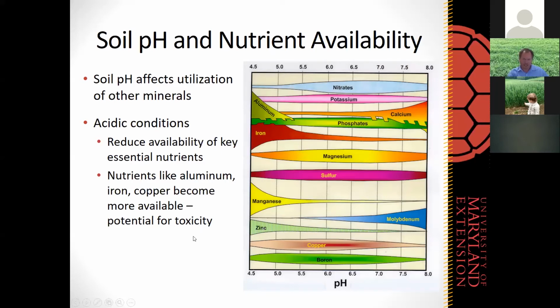So just realize, we often say lime is the cheapest fertilizer you can buy because pH affects the availability of all the other nutrients. And lime is going to be the main source of magnesium and calcium for that soil.